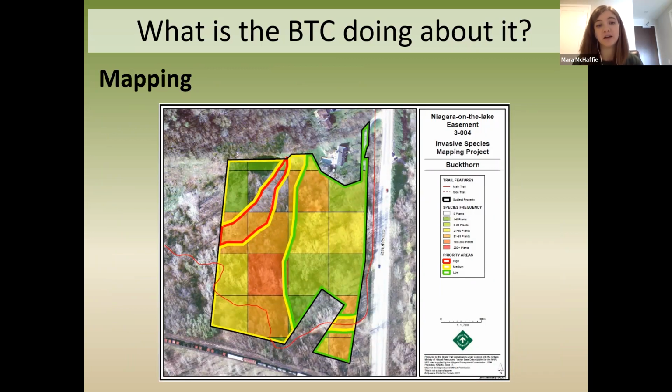We also are trying to get as much of a handle as possible on where different invasive species are, particularly in our nature reserves. So several years ago, we started a mapping project where volunteers and staff would go out and assess the abundance of different invasive species in a grid pattern on our property. So this is a map that was produced from that work, where the sort of reddish color is high abundance. And then as we move to green, we're getting lower abundance of, in this case, buckthorn.